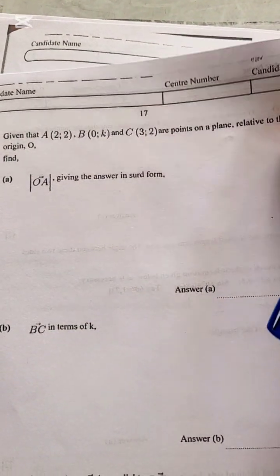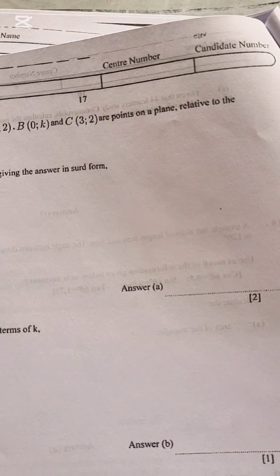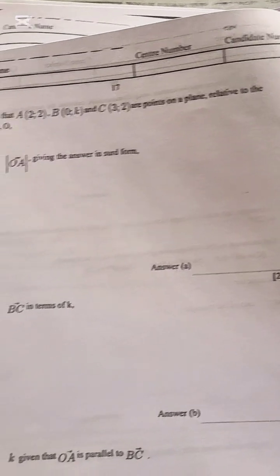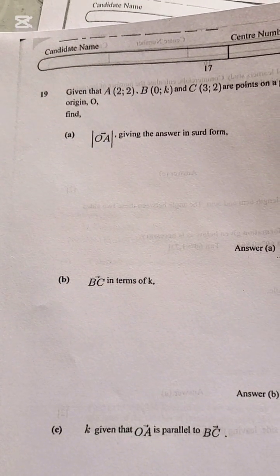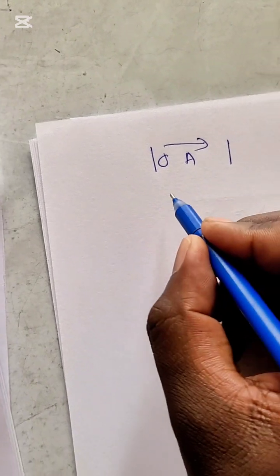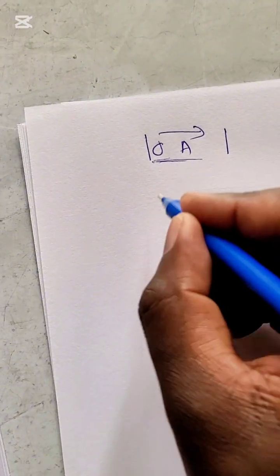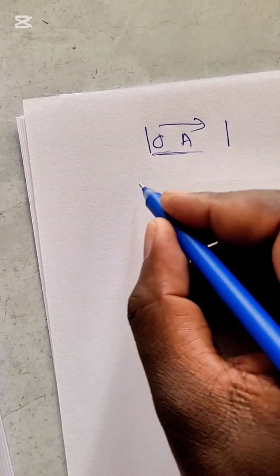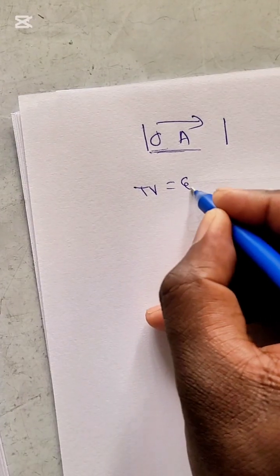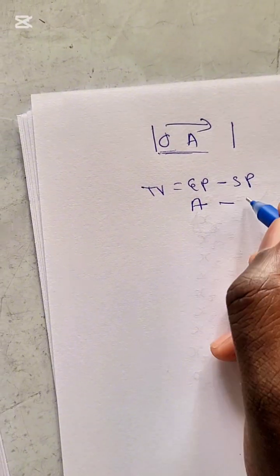Okay, given that A is (2, 2), B is (0, k), C is (3, 2) are points on a plane relative to the origin O. Find the modulus of OA. The first stage is to find OA, which is a translation vector. The translation vector is the ending point minus the starting point, so it's A, the ending point, minus O.